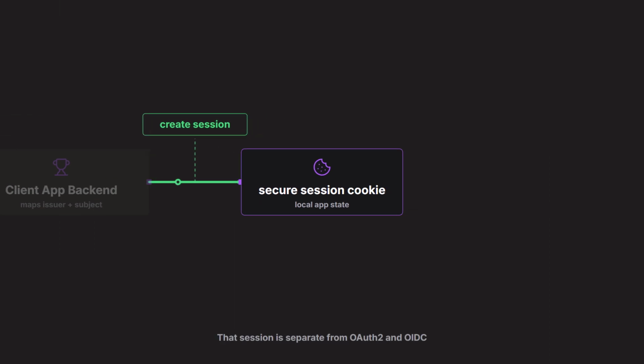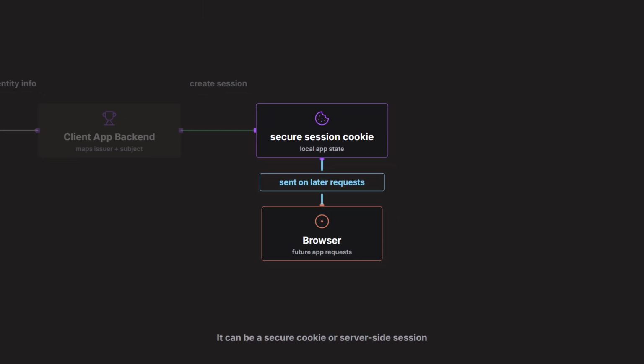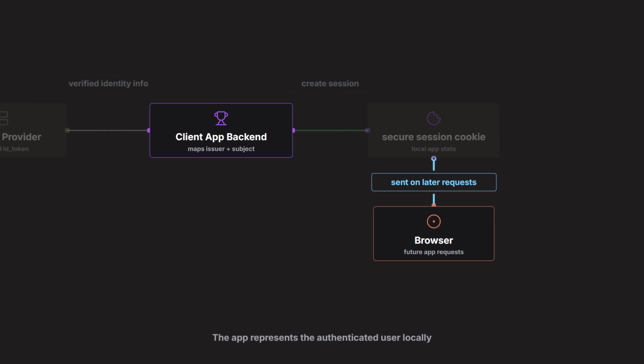That local session is separate from OAuth2 and OIDC. It belongs to your application. It might be a secure cookie, a server-side session, or another session mechanism. The external provider proves identity. Your app decides how to represent that authenticated user locally.